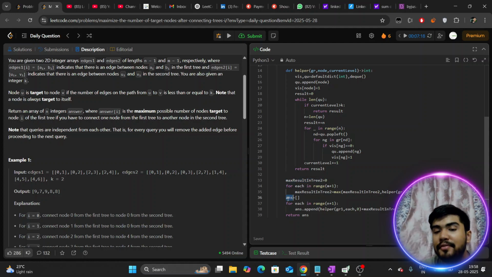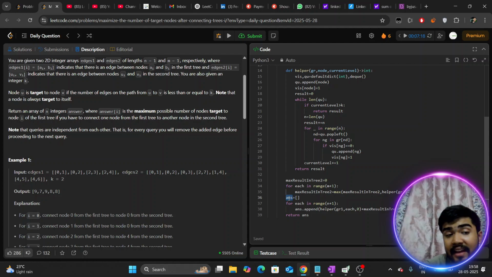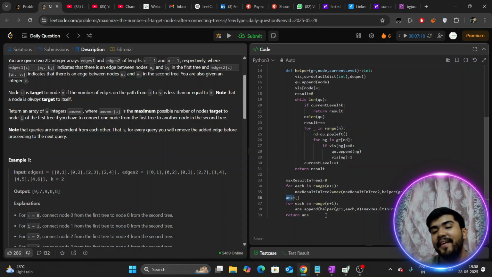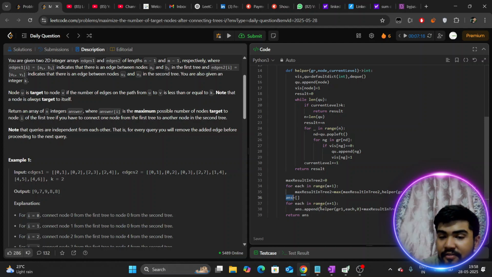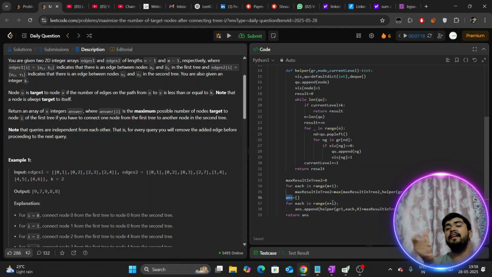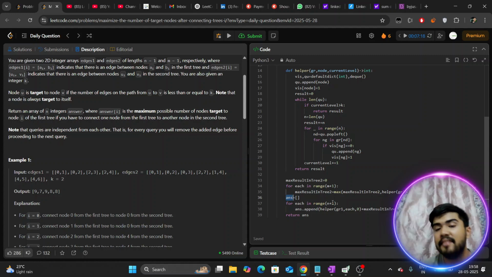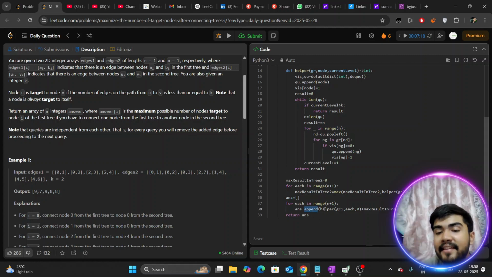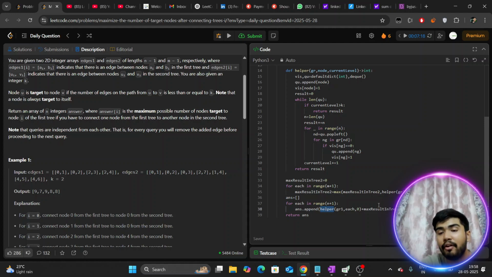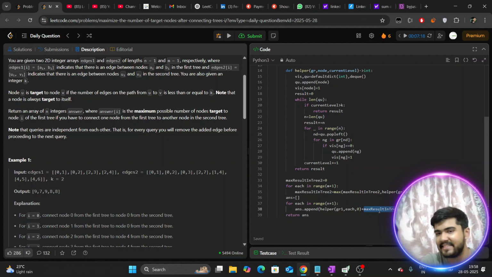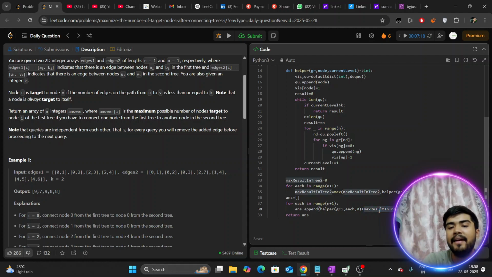Now I initialize my answer, and now I have to do some things for my tree 1, right? On tree 1 I am iterating over every node, and I have to calculate the contribution for that particular node to my answer. So I am doing answer.append. Now tell me guys, what is the contribution of tree 2? It's already stored in max result tree 2. Agree? Definitely agree. So I am doing a plus of max result of tree 2.